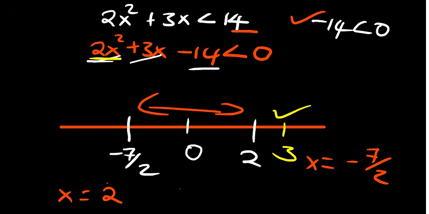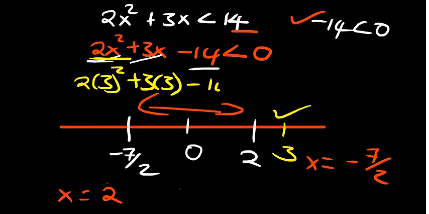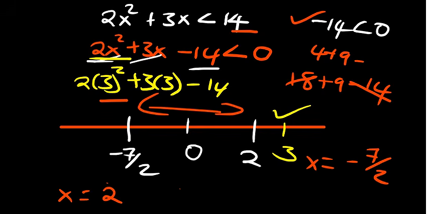So if you plug in there, you're going to have 2 times 3 squared plus 3 times 3 minus 14. So 3 squared at that point is a 9. 9 multiplied by 2 is 18. Then the second part is 3 times 3, which is a 9, minus 14. So basically, we can subtract 18 and the minus 14, we have a 4. 4 plus 9 is 13.